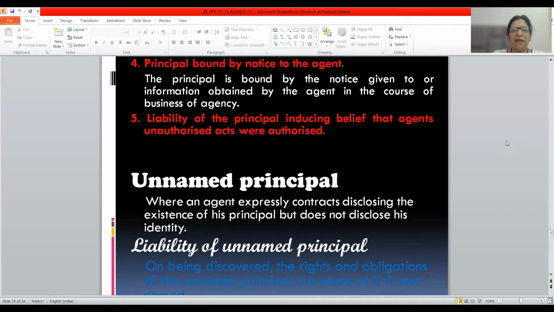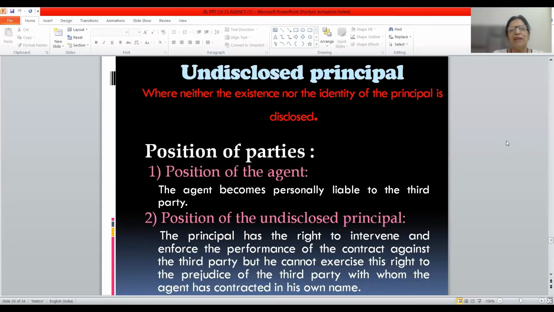Coming to the unnamed principal. A principal is said to be an unnamed principal when his identity is not disclosed, but his existence is disclosed. The principal does exist, and this fact is known to the third party, but who the principal is, this fact is not known to the third party. On being discovered, the rights and obligations of the unnamed principal are the same as if he were a named principal. So friends, the liability of the named principal and unnamed principal is the same.